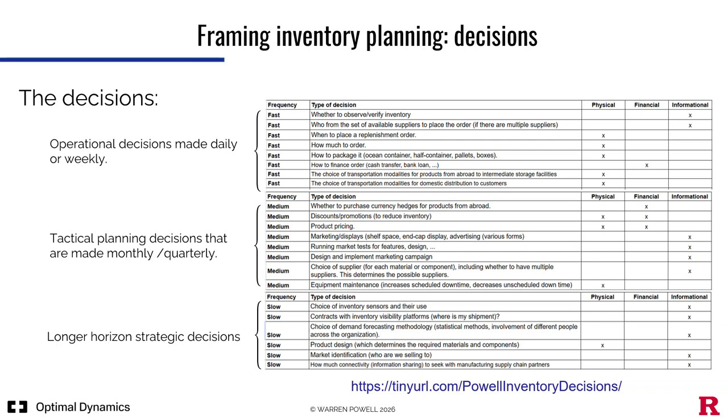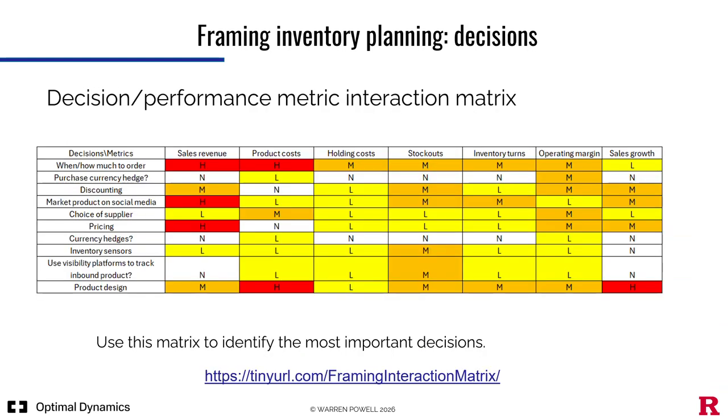Now, they're all relevant for an inventory problem with long lead times. But that doesn't mean you have to make all of these decisions. Once again, we're going to turn to our interaction matrix and use these to identify the most important decisions.